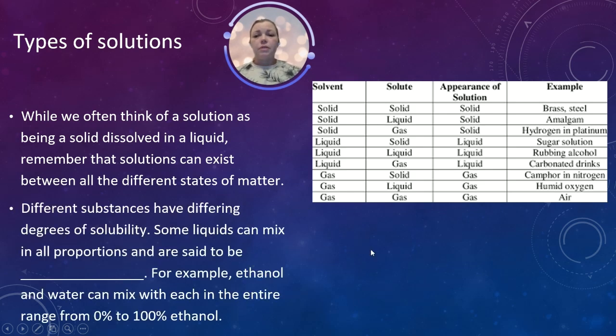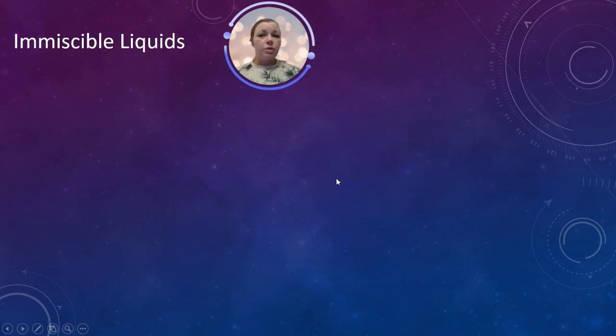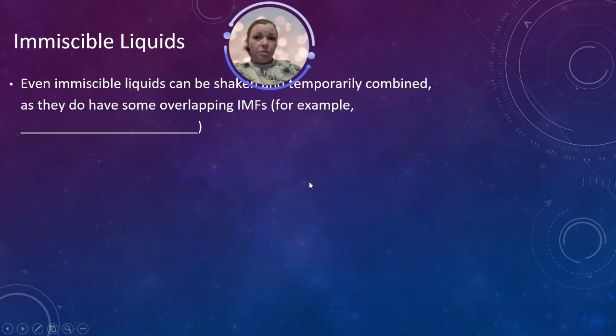So different substances have different degrees of solubility. Some liquids can mix in all proportions and are said to be miscible or fully miscible. For example, ethanol and water can mix with each other in the entire range from 0 to 100% ethanol. But sometimes you have something that's called immiscible. But even immiscible liquids, which are generally seen as not mixing together, can be shaken and temporarily combined, as they do have some overlapping IMFs, which we talked about just a second ago.